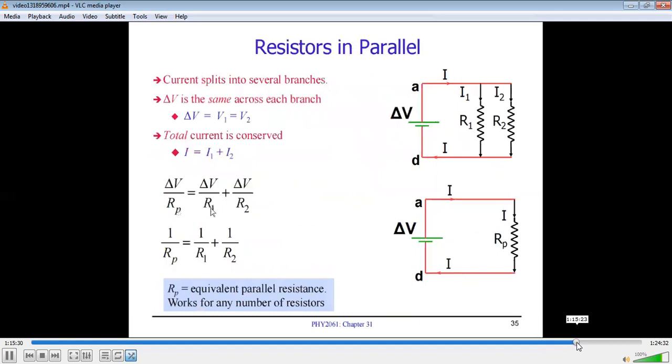So resistance in parallel: you must know that in parallel, current splits into several branches. So the potential difference is the same across each branch. So potential difference V equals V1 equals V2, but I equals I1 plus I2. So I equals V by R. Using this formula, we get 1 by RP, where RP is the equivalent resistance of the parallel connection. It works for any number of resistors. There are two resistances here, R1 and R2, and we can denote it for n resistors.